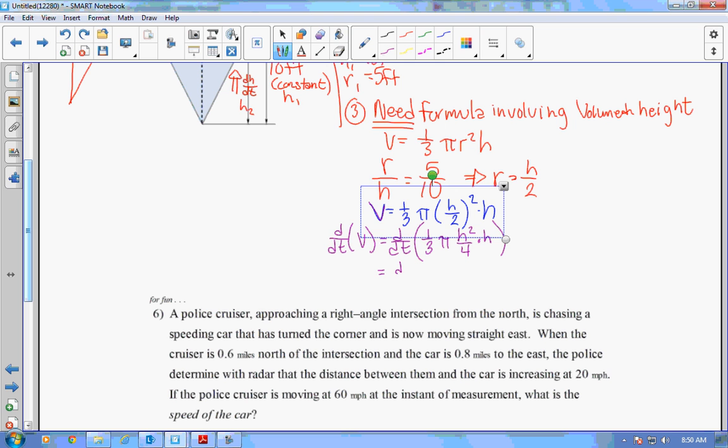So don't start changing things on that line. Go to the next line. If you're going to combine those, don't combine them on that line. Go to the next line and rewrite it: 1/3 pi h cubed over 4.